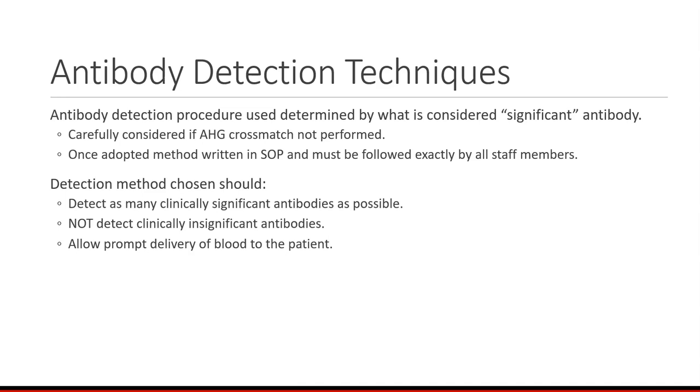The detection methods chosen should be, and I want you to memorize these three criteria: detect as many clinically significant antibodies as possible, because those are what can endanger the life of the patient if they have an antibody and they receive an antigen-positive donor unit. Not detect clinically insignificant antibodies. I don't want to see Lewis's or I's or P's or M's. And this is why we dropped the requirement for room temperature incubation, because that's when these guys popped up. And finally, allow prompt delivery of blood to the patient.